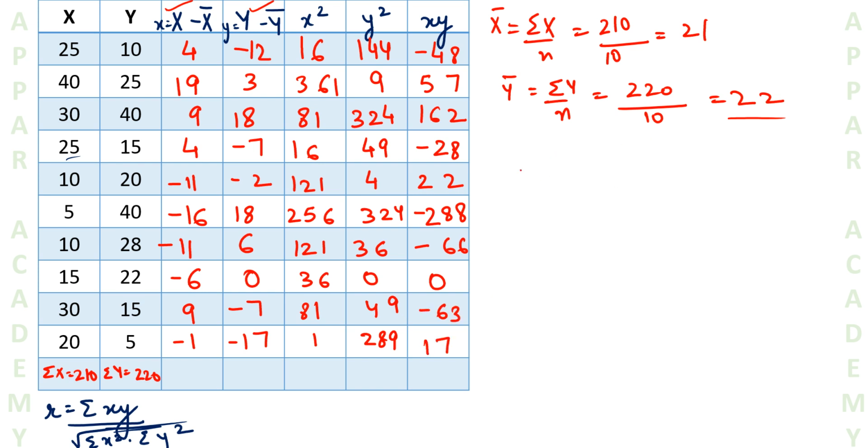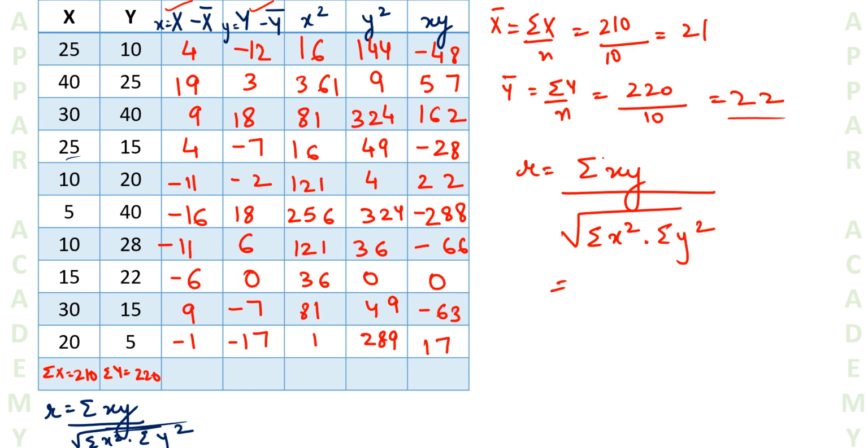Now, r is equal to summation xy upon square root of summation x square into summation y square. Let's take out what we need. We need summation of xy, so we sum this up: minus 48 plus 57 plus 162 minus 28 plus 22 minus 288 minus 66 plus 0 minus 63 plus 17. So summation xy is equal to minus 235.